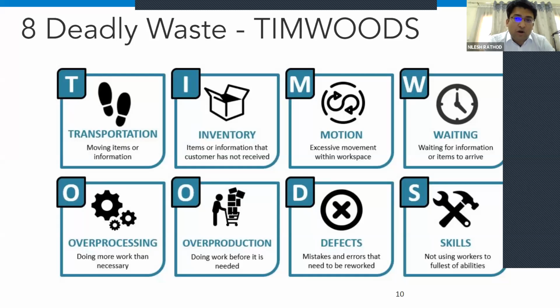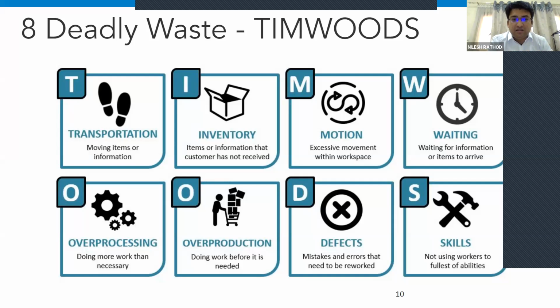Next is inventory. Inventory always lies in 3 phases: raw material, work in progress, and finished goods. So inventory is one of the biggest wastes out of these 8 wastes, because it eats your profit and it is as good as your money. Third waste is motion. Excessive movement of the human body is known as motion, which can be eliminated by using ergonomics or work measurement tools. Fourth is waiting. Waiting for any kind of information, any kind of confirmation, raw material, or any kind of instruction is nothing but the waiting waste.